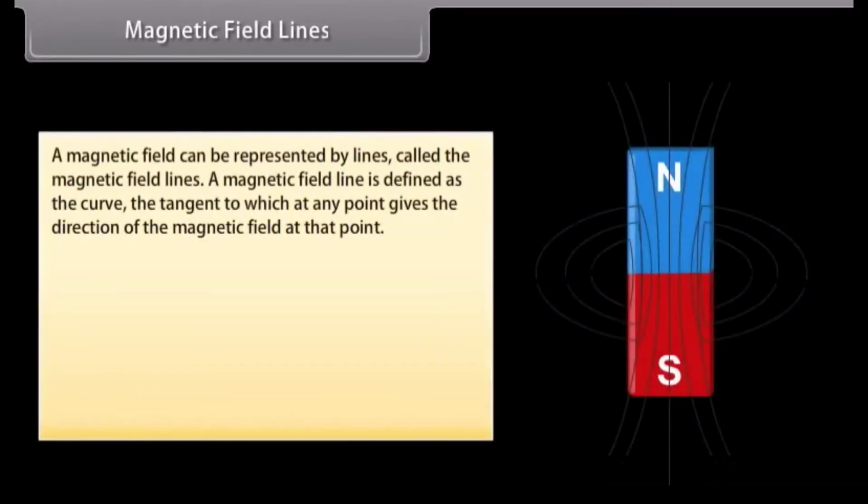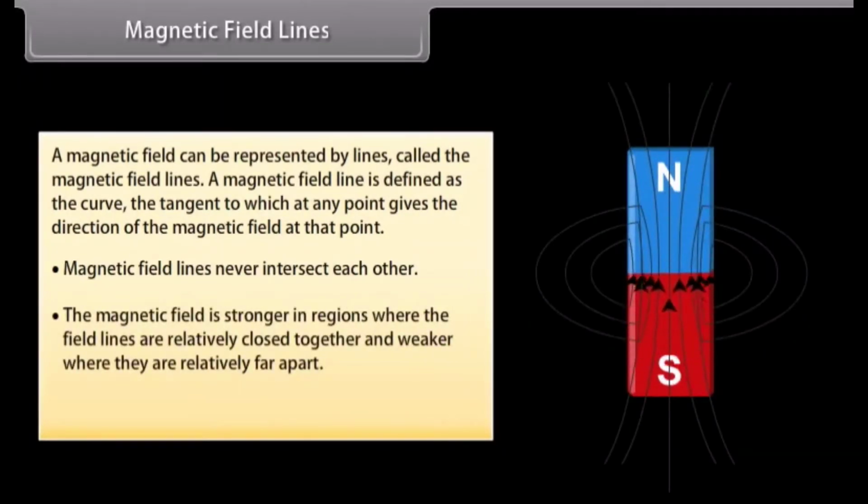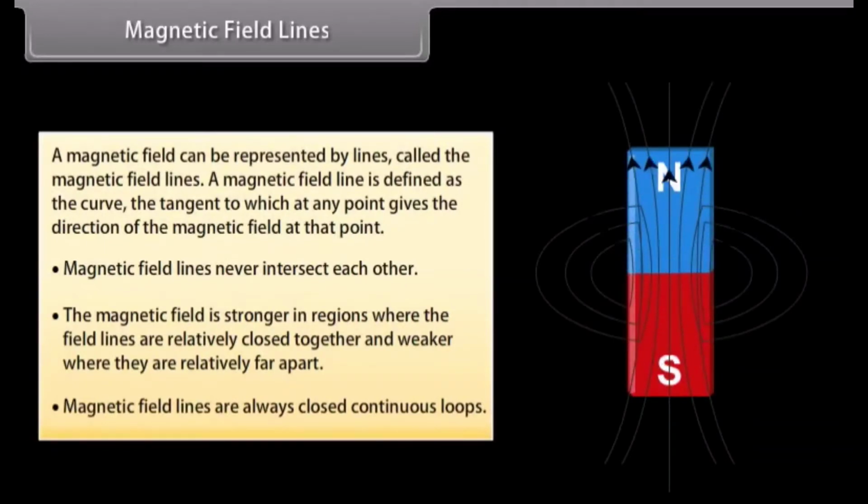A magnetic field can be represented by lines called the magnetic field lines. A magnetic field line is defined as the curve, the tangent to which at any point gives the direction of the magnetic field at that point. Magnetic field lines never intersect each other. The magnetic field is stronger in regions where the field lines are relatively close together and weaker where they are relatively far apart. Magnetic field lines are always closed continuous loops.